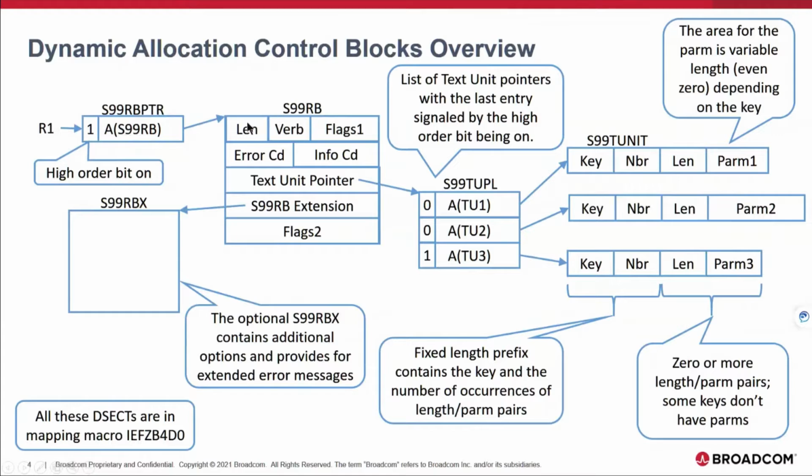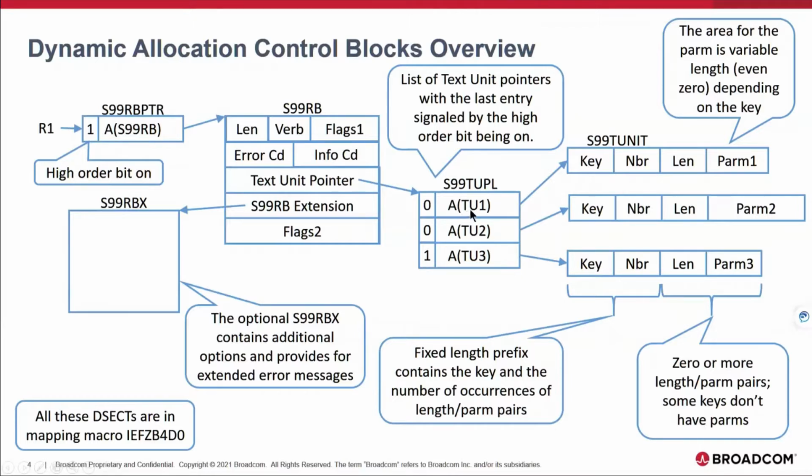The S99RB is the primary control block. It contains, among other things, the verb code. Which service are you really wanting? It's got a place for error and info codes. And then there is an address called the text unit pointer. The text unit pointer list, this is S99TUPL, is nothing more than a list of addresses. And the very last address in the list has the high order bit on to indicate end of list. And these are text unit pointers.